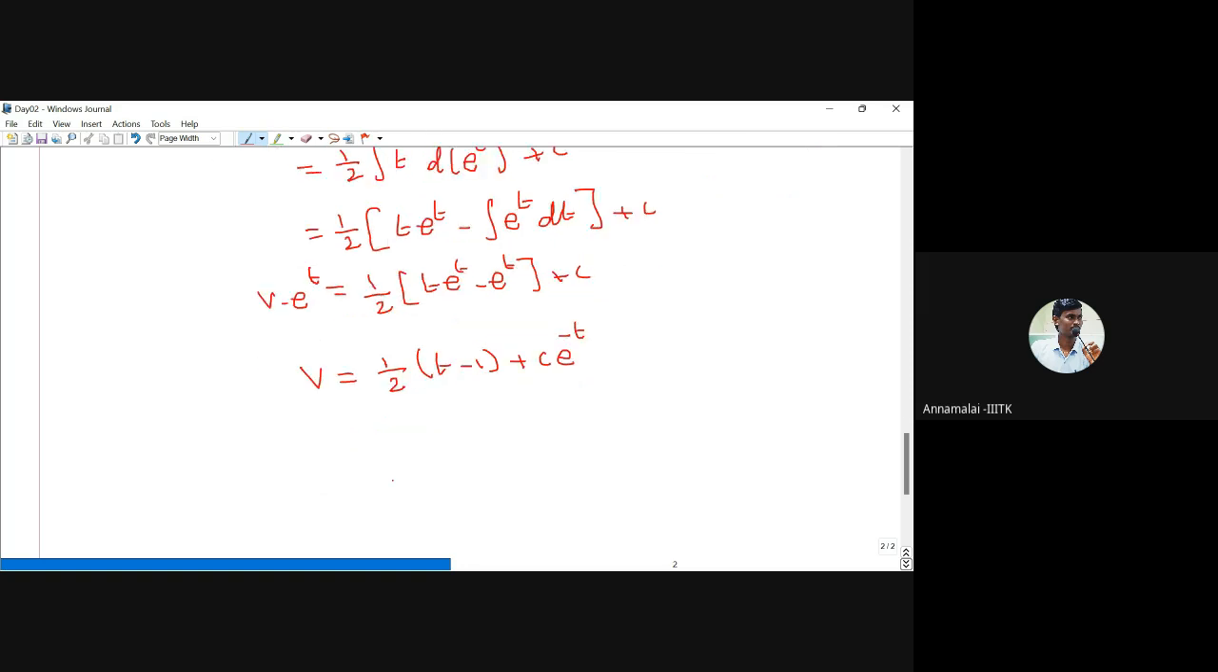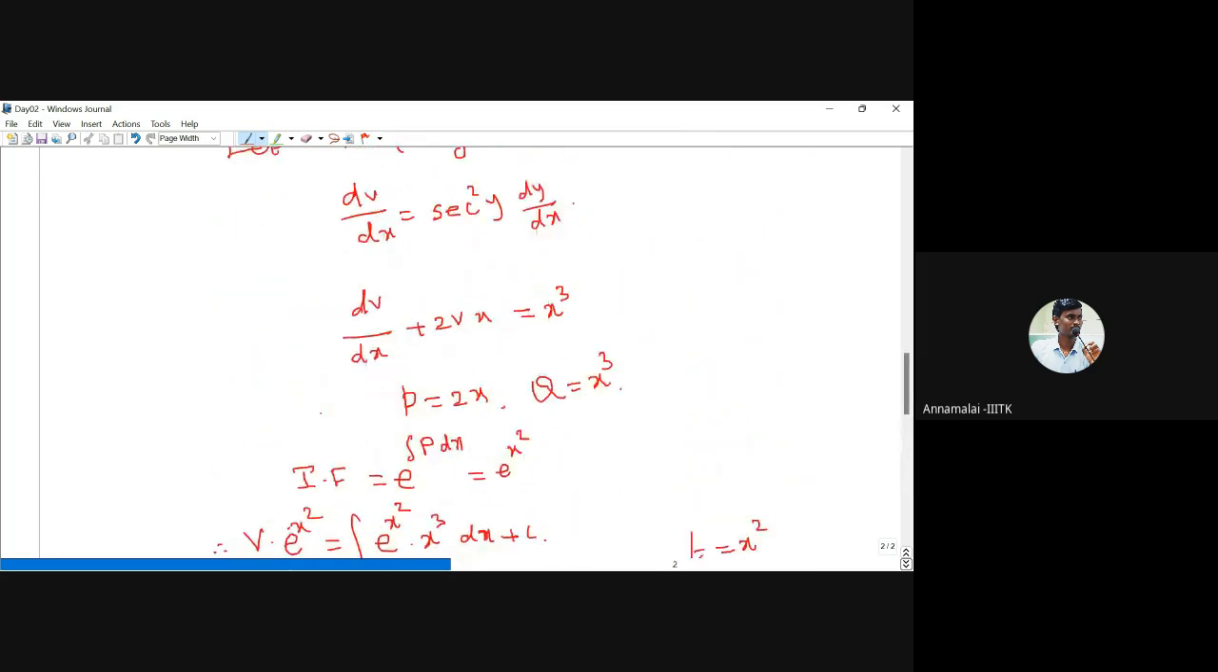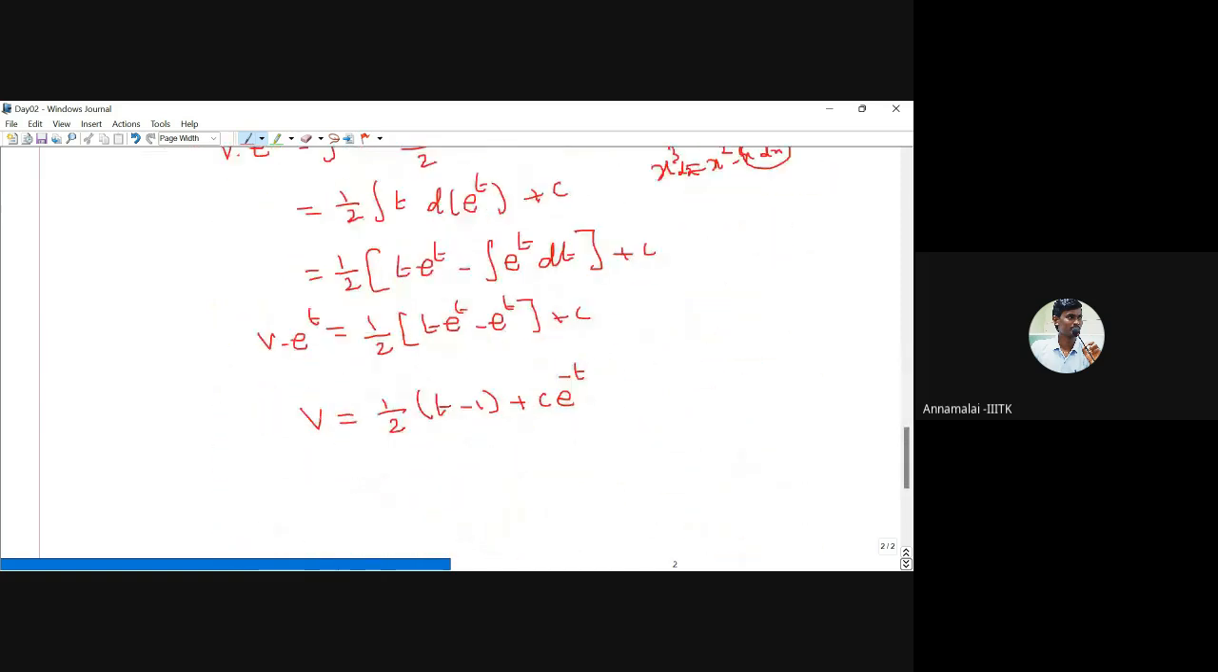Now replace t by x square, and v by tan y, because we took v equal to tan y. So finally we replace everything. Therefore the solution is tan y equal to 1 by 2 times x square minus 1 plus c times e power minus x square. So this is the solution.